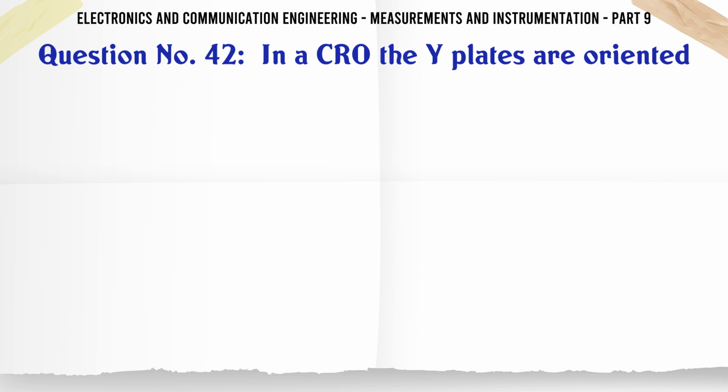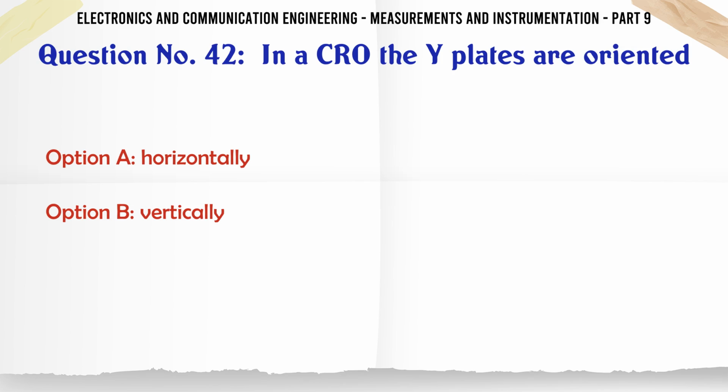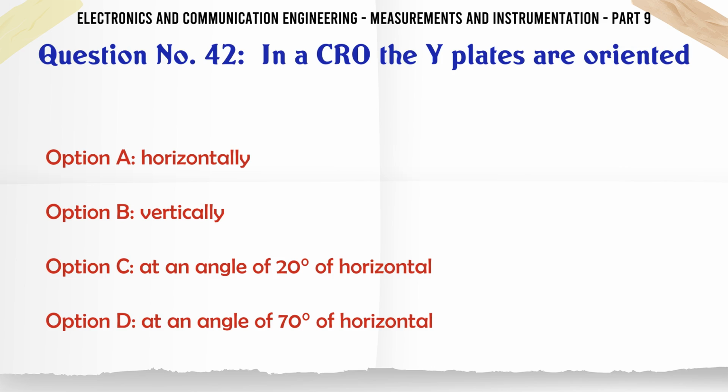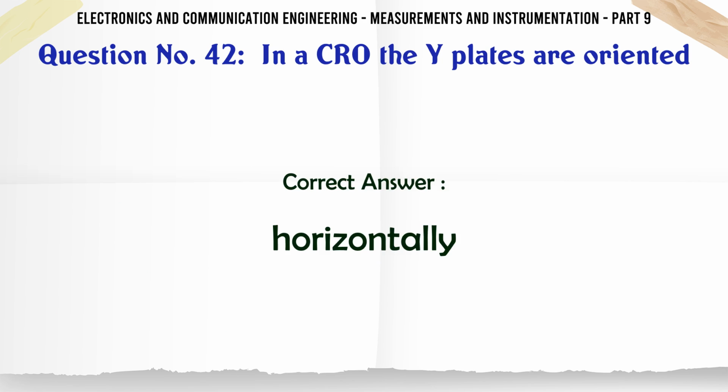In a CRO, the Y plates are oriented A. horizontally, B. vertically, C. at an angle of 20 degrees of horizontal, D. at an angle of 70 degrees of horizontal. The correct answer is horizontally.